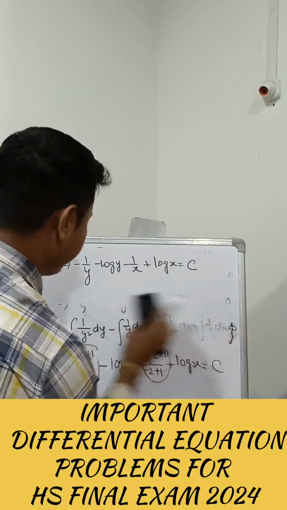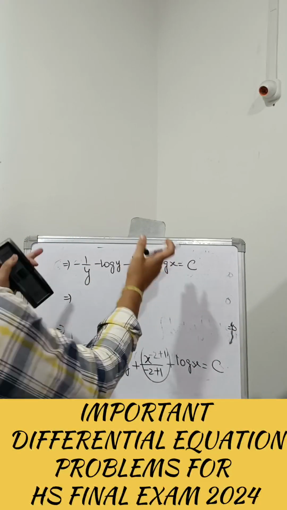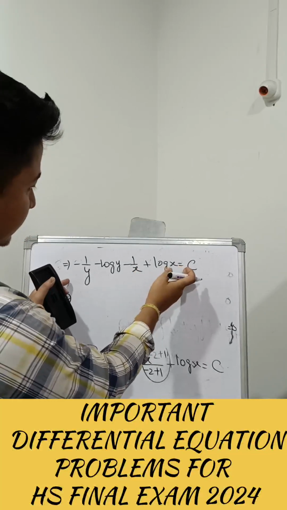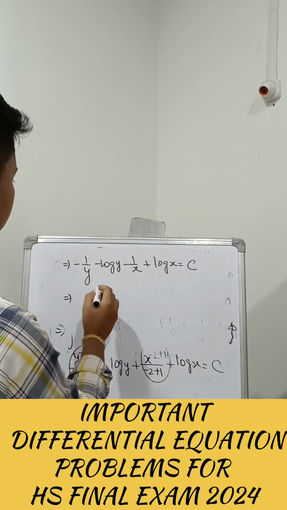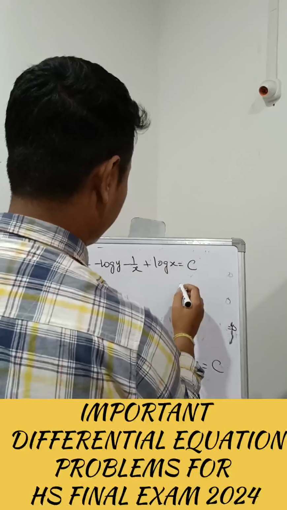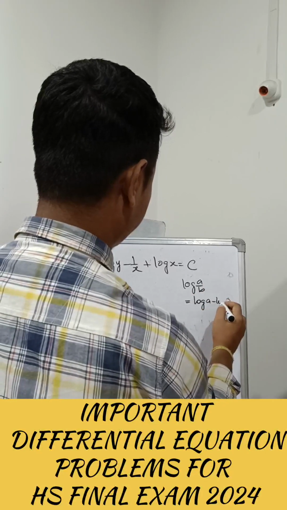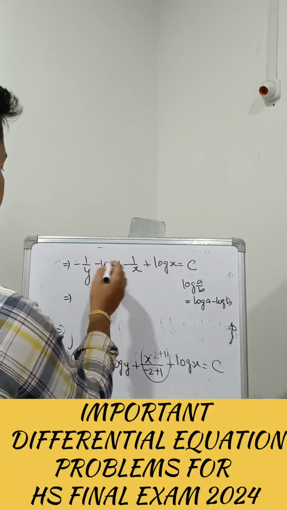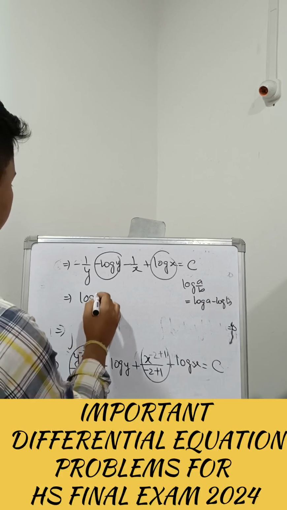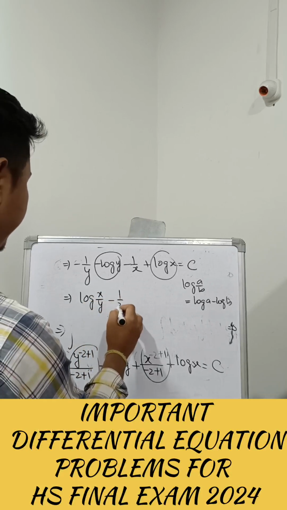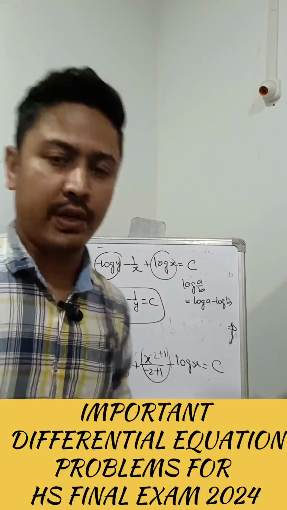Okay, so again simplifying the terms on the left hand side of this equation, by using a formula of logarithm, that is log of a by b equal to log a minus log b, if we combine these two terms, we have log x by y minus 1 by x minus 1 by y equal to c. So this is the required solution for the given differential equation.